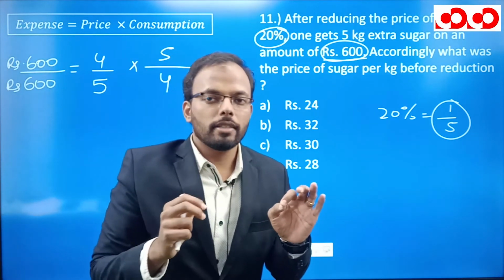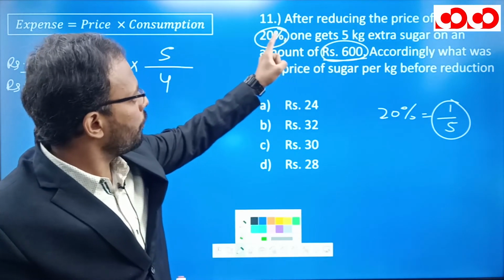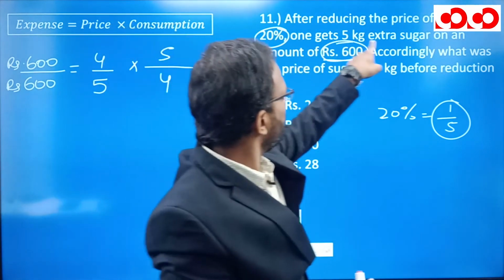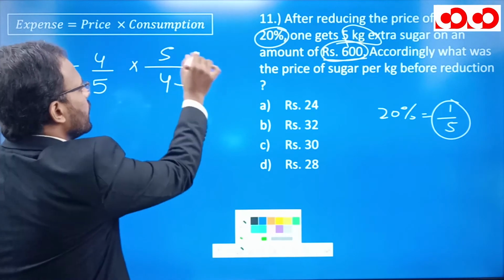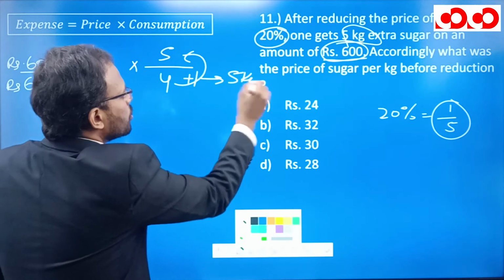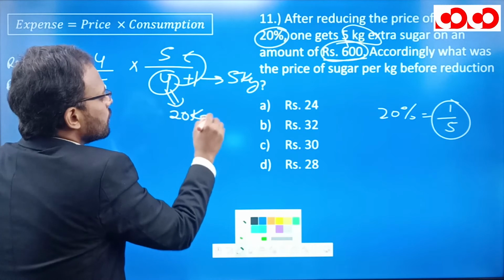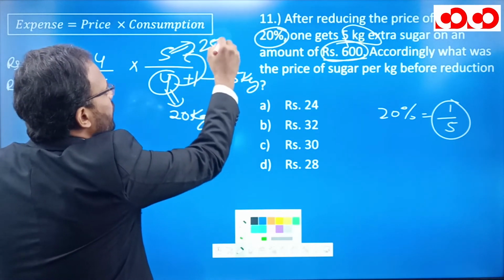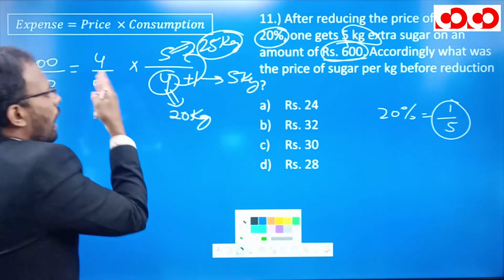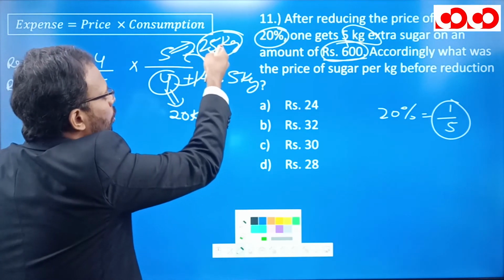Now let us try to solve it. See, when the reduction of price was 20%, it was mentioned that you could purchase 5 kg extra, but over here it is coming out to be 1 unit extra, and in the question it is mentioned 5 kg extra. So this 4 will become how much? 1 is 5, so 4 will become 20 kgs, and this 5 will become 25 kgs. What does this mean? Before the reduction you could purchase 20 kgs. After the reduction of price, definitely you can purchase more, that is 25 kg.